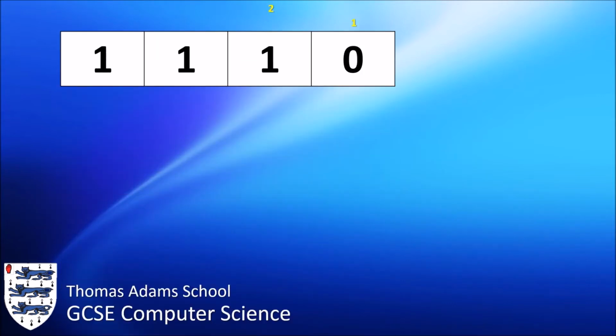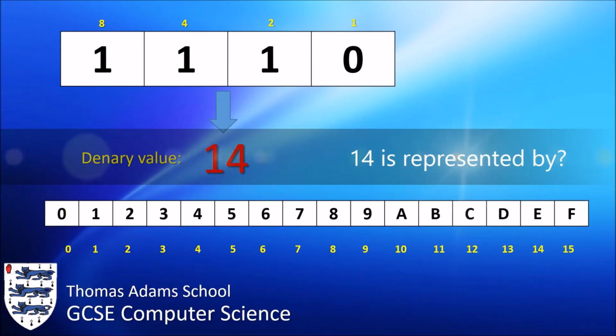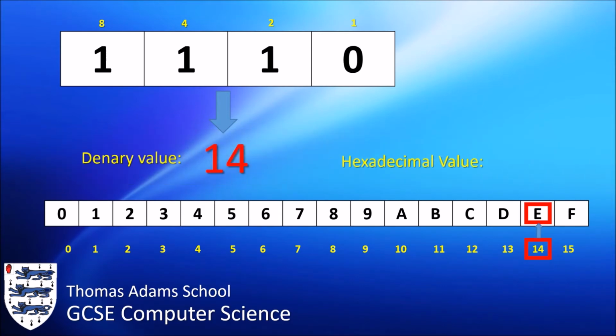So if we have a look at a bit of a bigger number, this number in denary is 14. So we have to think about how 14 is represented in hexadecimal, and if we remember, that is represented by E. So this 4-bit number, its hexadecimal value is the letter E.